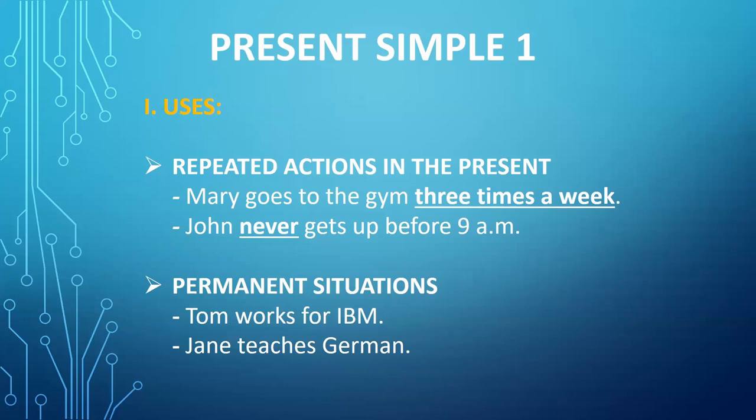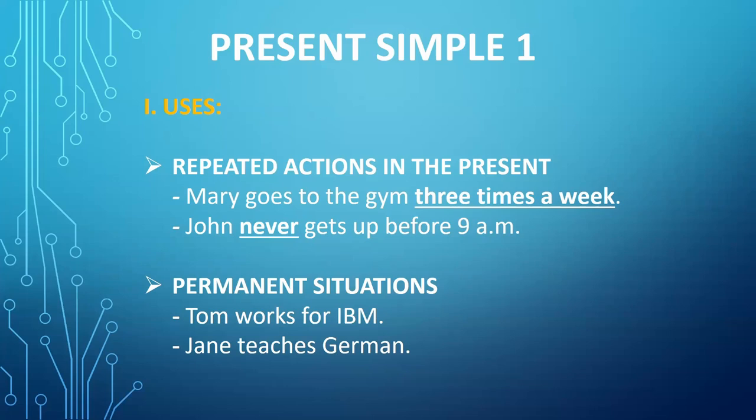For example, every day, every morning, every weekend, twice a day, three times a year, and all those words from always to never. Always, usually, often, sometimes, rarely, never. All these words that say how often we do something. So here we have provided a couple of examples.